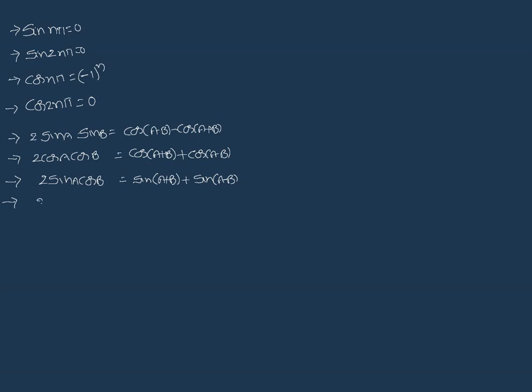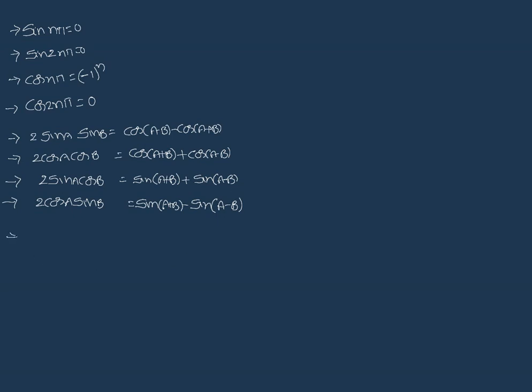Similarly, we require 2 cos A sin B, which is equal to sin(A+B) minus sin(A−B). So these are the transformation formulas we require.